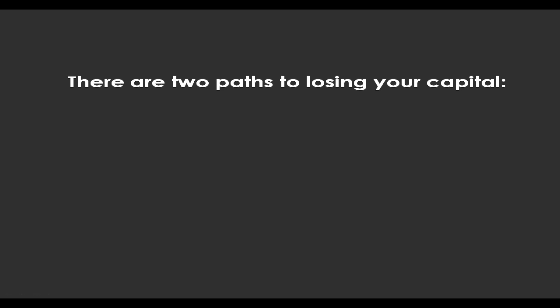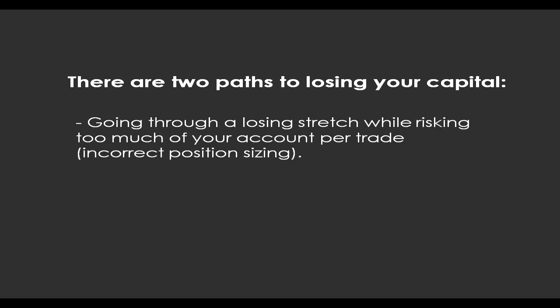The first one is that you go through a losing stretch, a period of losing trades like we had looked at in the last several sessions, one losing trade after another, while risking too much of your account per trade, i.e. this is incorrect position sizing. You risk too high of a percentage of your account per trade, let's assume 10% per trade of your account, and you go through 8, 9, 10 losing trades and you've just lost all your money.